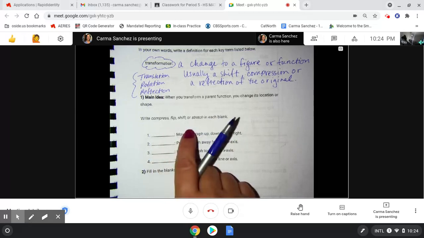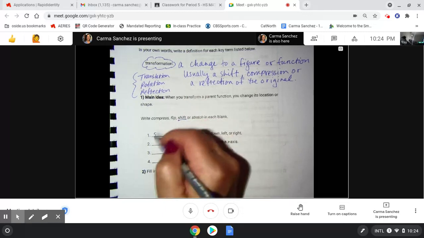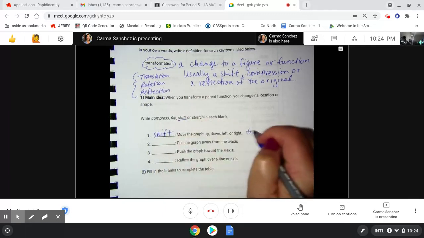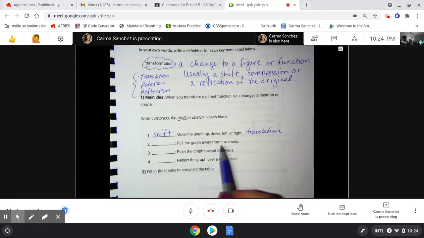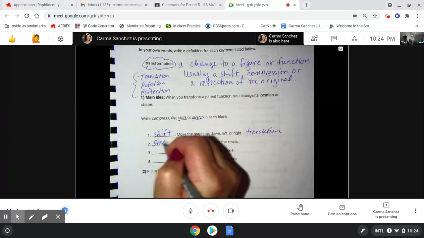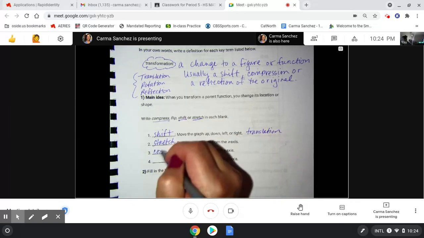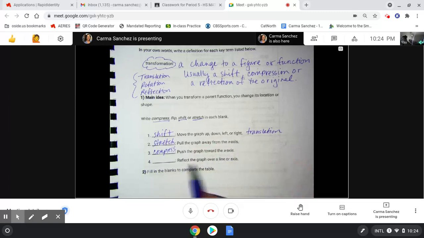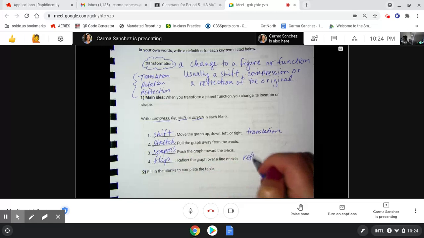So when you move the graph up, down, left, or right, this is called shift. And the real word for this is translation. When you pull the graph away from the x-axis, this one, what do you guys think? Is stretch. When you push the graph towards the x-axis, it's compress. And when you reflect the graph over a line, it's flip, known as reflection.